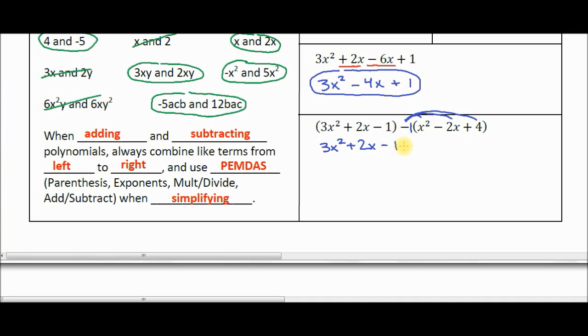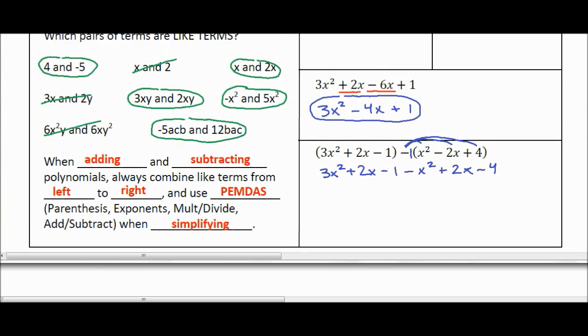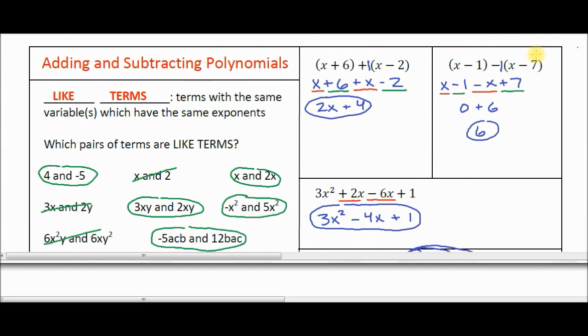Negative 1 times x squared is negative x squared. Negative 1 times negative 2x, that's a negative times a negative, that's positive 2x. And negative 1 times positive 4 is negative 4. Take a look at what that negative sign, that subtraction sign does. It just changes the sign of all the terms in parentheses. Do the same thing up here. The negative sign changed the x from positive to negative, and the negative 7 from negative to positive.